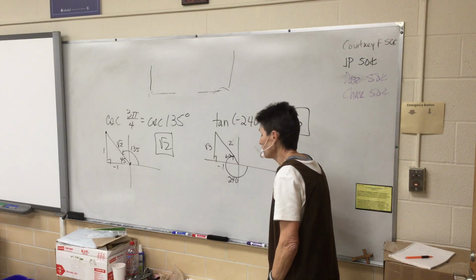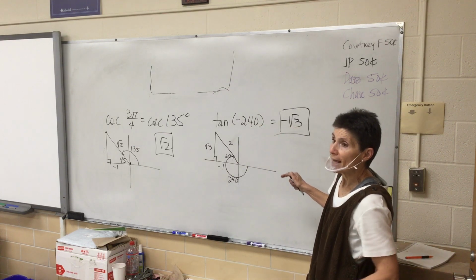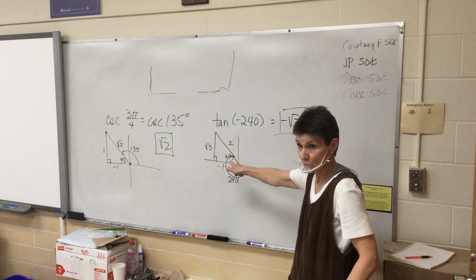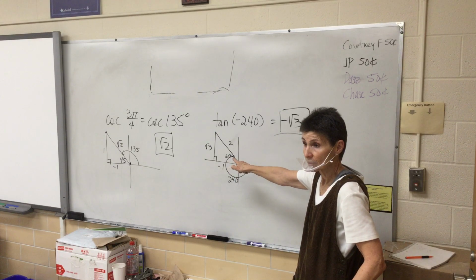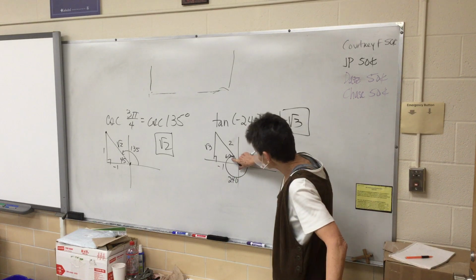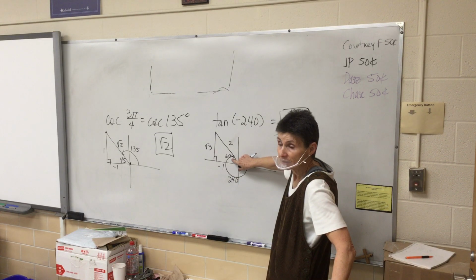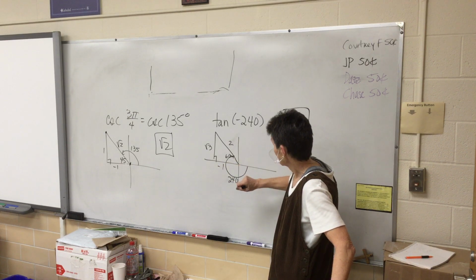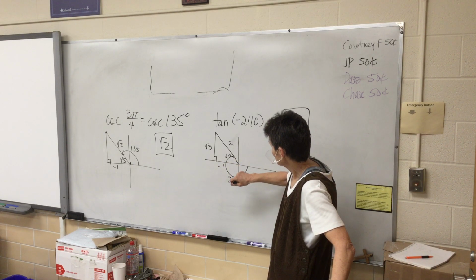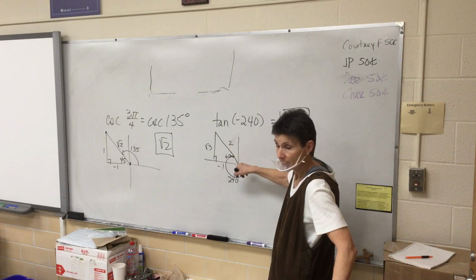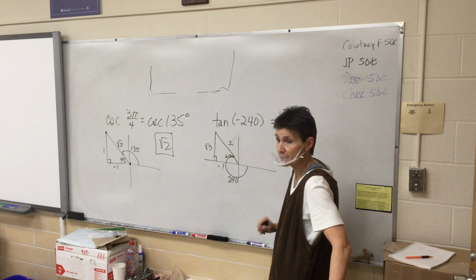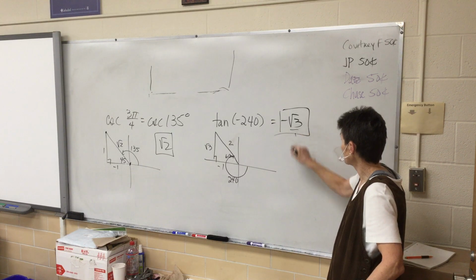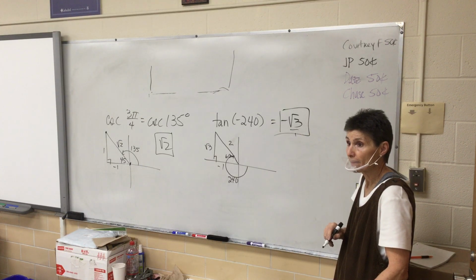All right, what about this one? Did you get this drawn in quadrant 2? Did you get a reference angle of 60? Because this is 180, right? Labeled it that way. Tangent is opposite over adjacent. I got negative root 3, or negative root 3 over 1.